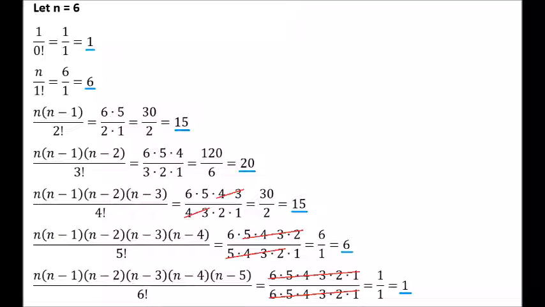Pause the video if you need to, in order to observe the pattern on this screen. For each term, we multiply by another number and divide by a factorial. By the time we get halfway through, numbers in the numerator cancel with those in the denominator. Our final answers, underlined in blue, are the exact same coefficients we obtained from Pascal's triangle. So it is that this factorial representation is another way to express the coefficients of a binomial expansion.